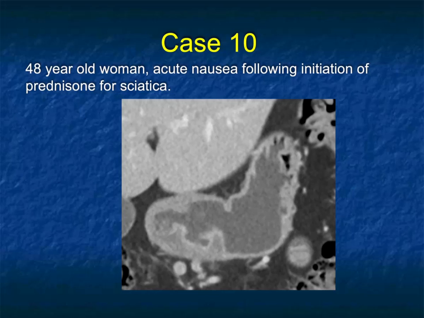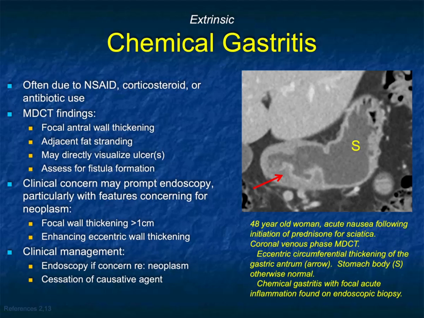Again, patients on steroids, ulcerations are common. Look at the gastric antrum. I would consider carcinoma as well, but ulcer disease is a good thought. And this was chemical gastritis. Can be due to NSAID use, corticosteroids, or antibiotics, typically focal bowel wall thickening, adjacent fat stranding, and you may or may not directly visualize the ulcer, which we see very nicely in this case.